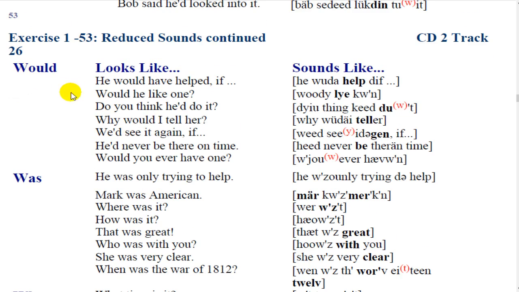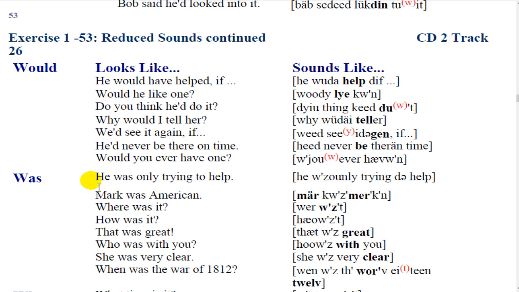He would have helped if. Would he like one? Do you think he'd do it? Why would I tell her? We'd see it again if. He'd never be there on time. Would you ever have one?